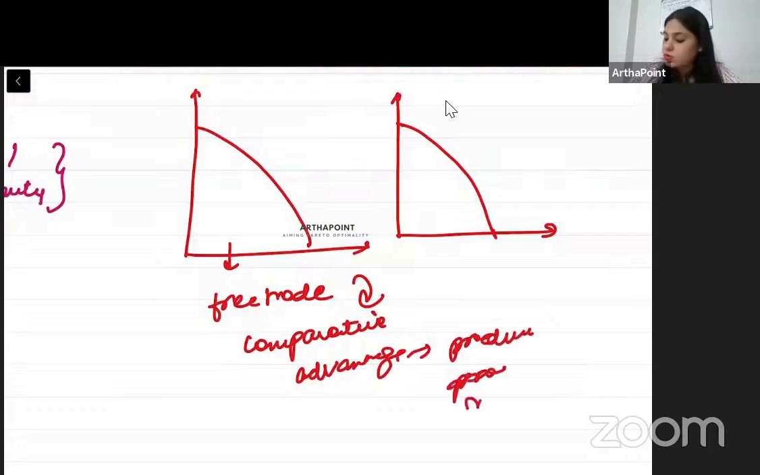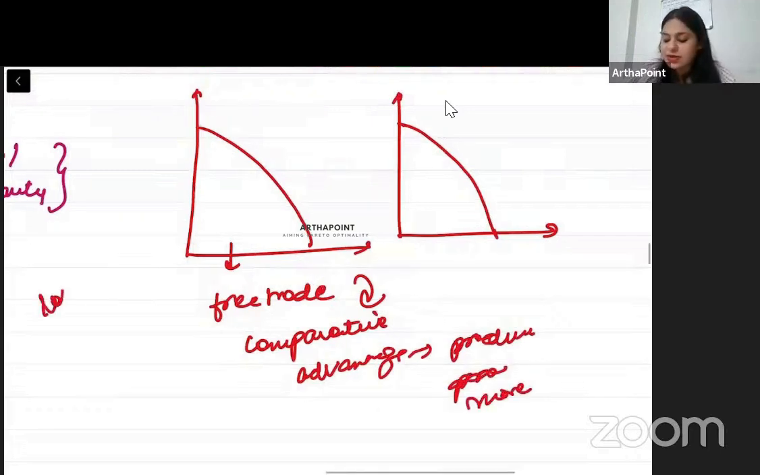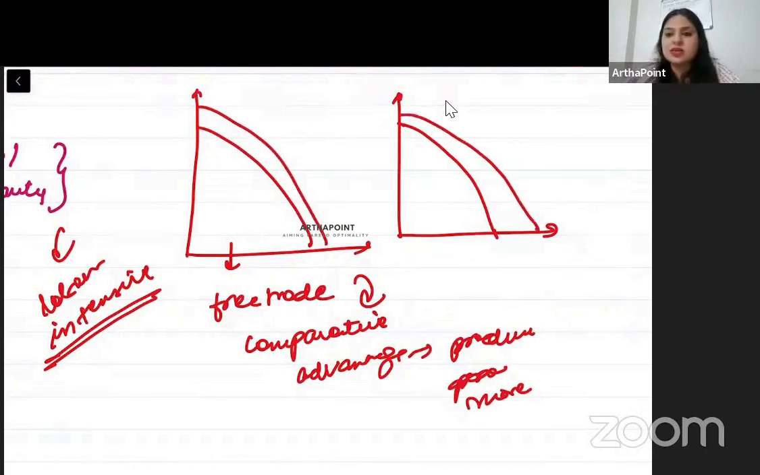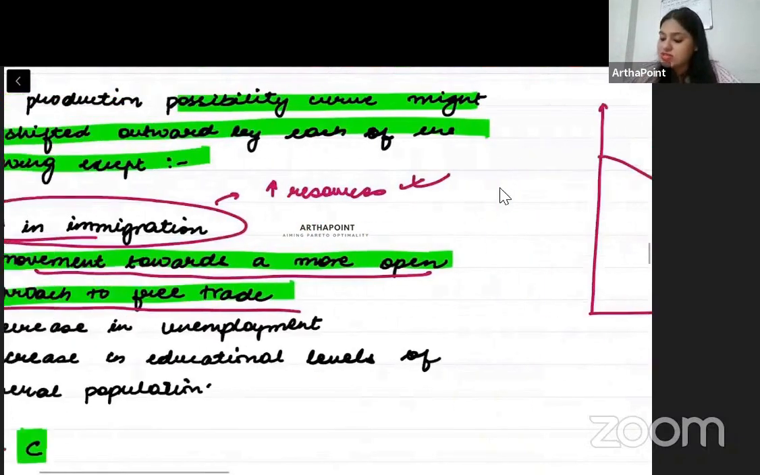Because now, what will happen? Suppose I have a comparative advantage in producing a labor-intensive product. Once I open myself to trade, I will only produce that. I will increase the productivity in that way, and therefore it will be an outward shift, right? Something like this. PPCs will shift outward. So whenever there is free trade, because of comparative advantage, your productivity improves. And whenever your productivity improves, automatically your PPC will shift to the right. So this is correct.